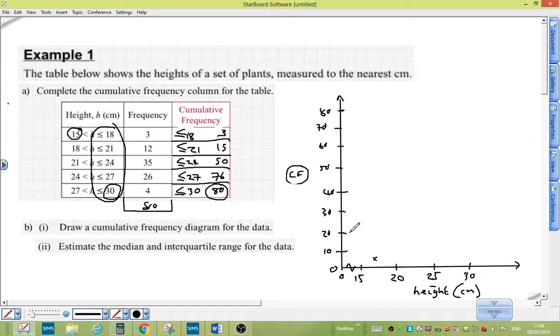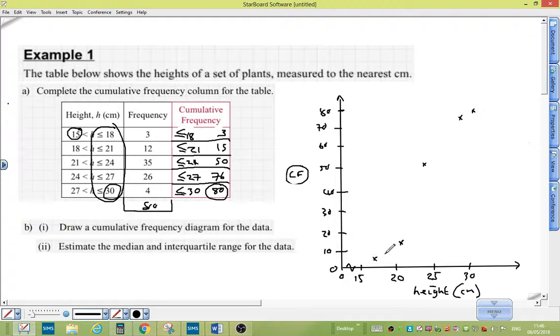At 21, we're now going to plot 15. At 24, we're now going to plot 50. Okay. At 27, we're going to plot 76. So 27, 76, and then finally at 30 we're going to plot 80.